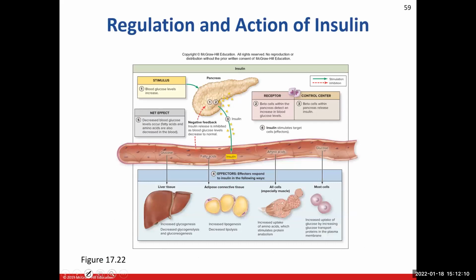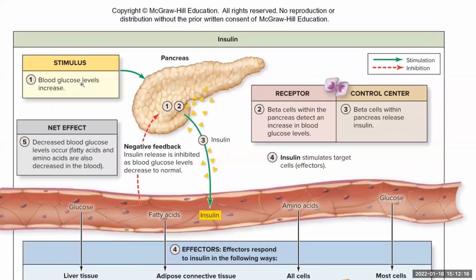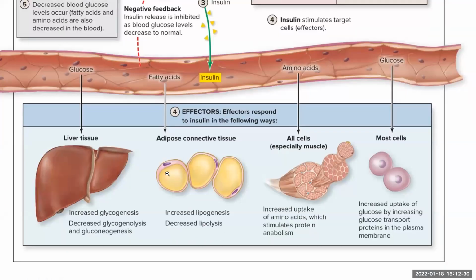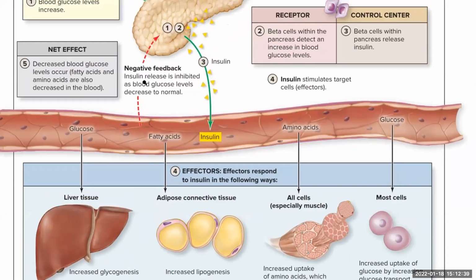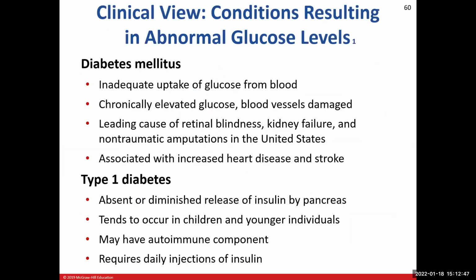So here's the picture of what's happening with insulin. The stimulus is high blood sugar levels. The pancreas senses that, and the beta cells start to produce and pump out insulin into our general bloodstream. And of course, we just talked about all the effects that insulin has on these different tissues. Once the blood sugar levels start to drop, through the negative feedback system, our insulin levels will start to drop to get those blood glucose levels back to that regular normal level. So of course, what happens when all of this goes wrong?